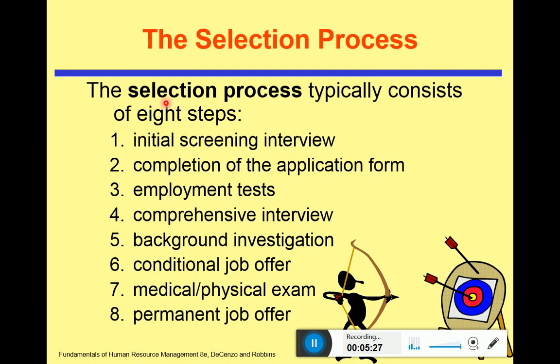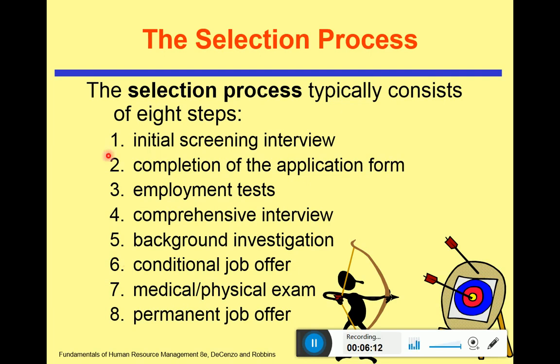Theoretically, when we study the selection process, typically within a selection process we have a total of 8 steps. The initial step is the initial screening interview. The second step is completion of the application form. The third step is employment tests. The fourth is comprehensive interviews. Fifth, background investigation. Sixth, conditional job offer. Seventh, medical or sometimes physical examination. And the last is the permanent job offer.